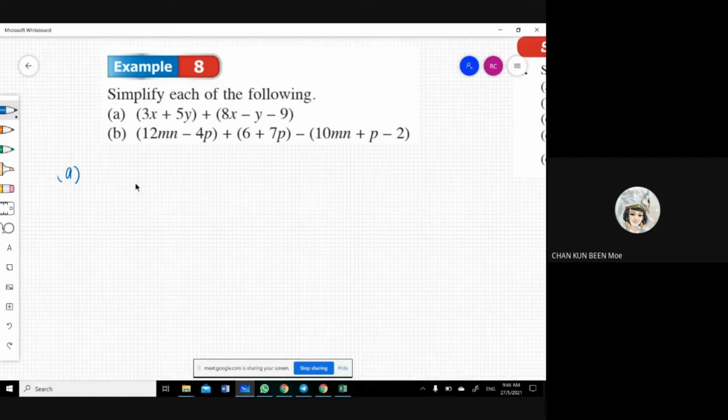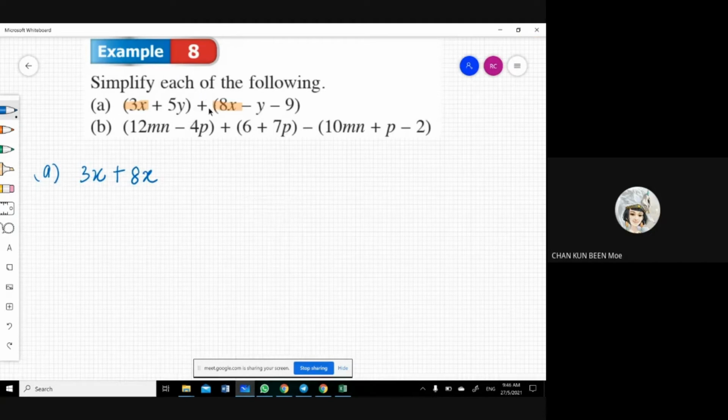First, remember the step, you have to gather the like terms. Can you tell me which one is the like term over here? Anyone? 3x and 8x. Yes, very good. We are going to combine 3x and 8x because these two are like terms. They have the same variable. So 3x plus 8x. Why plus? Because of the operation of positive over here. Okay. Can you give me another pair of like terms? 5y and y. Very good. 5y and y. So these two are like terms.